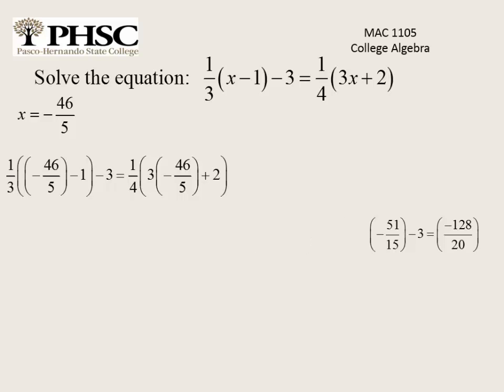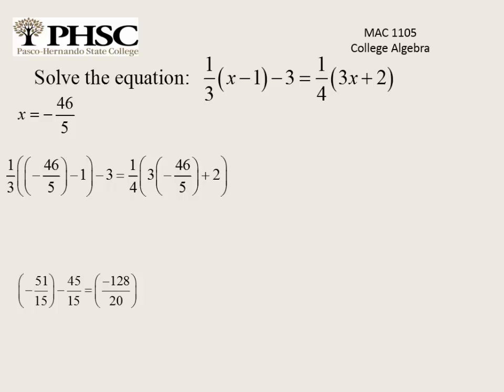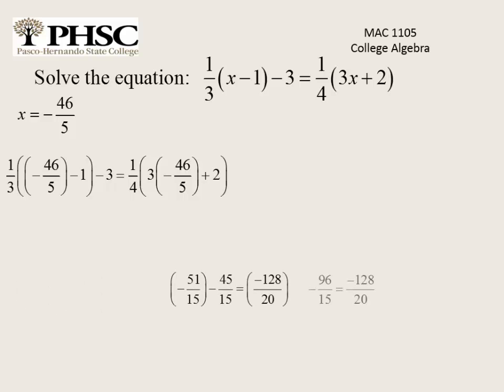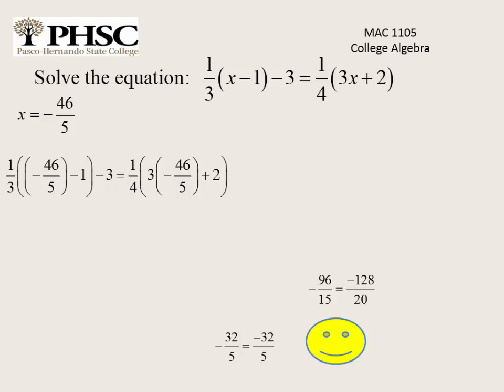So now we're just going to have to do something with that 3. Since we have a 15 in the denominator, we're looking for a fraction that's equivalent to 3. So 45 over 15 is equal to 3. So now I can just go ahead and subtract on the left side. And I'm going to end up with negative 96 over 15 equals negative 128 over 20. If these two sides are equivalent, then x equals negative 46 over 5 is in fact my solution to this equation. And what I find out is that they are in fact equivalent to each other. So therefore, the value that makes this a true statement is in fact x equals negative 46 over 5.